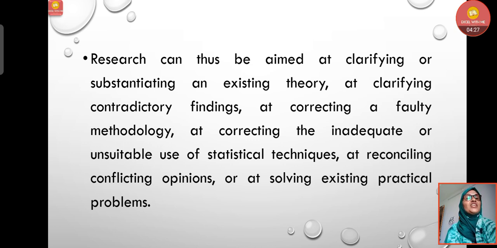So research can thus be aimed at clarifying or substantiating an existing theory, at clarifying contradictory findings, at correcting a faulty methodology, at correcting the inadequate or unsuitable use of statistical techniques, at reconciling conflicting opinions, or at solving existing practical problems.